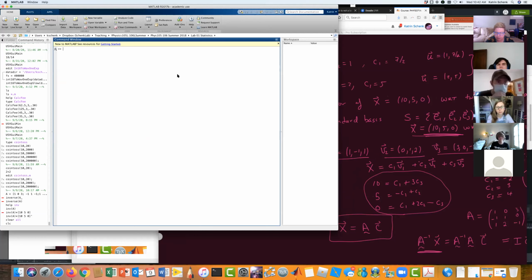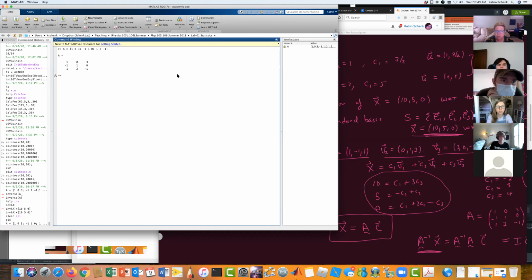Can you see the matrix A on the screen in MATLAB? I'm going to define A in MATLAB. Those of you who know MATLAB a little bit will see how to do this. We're going to go 1, 0, 3, and then a semicolon, so that's the first row. Minus 1, 1, 0, second row. 1, 2, minus 1 for the third row, and then we close. Good? And then we're going to use the inverse function.